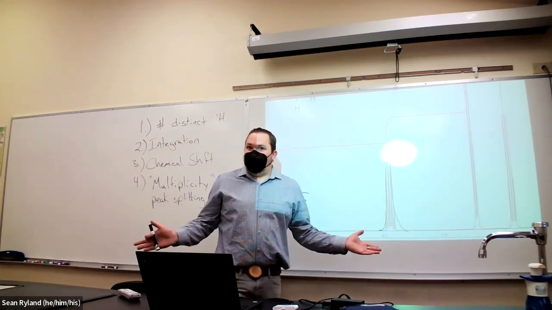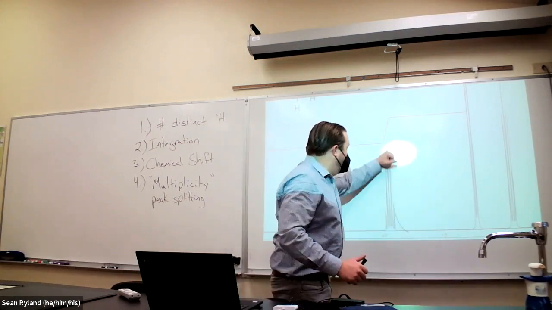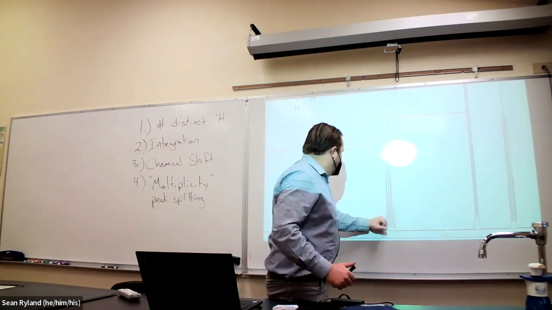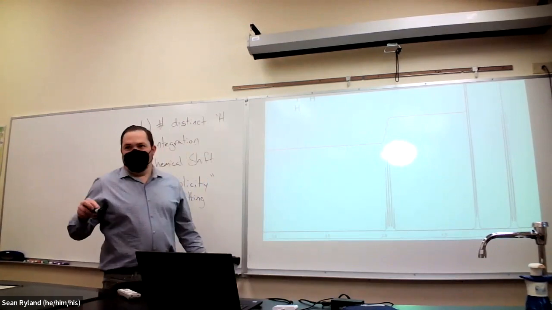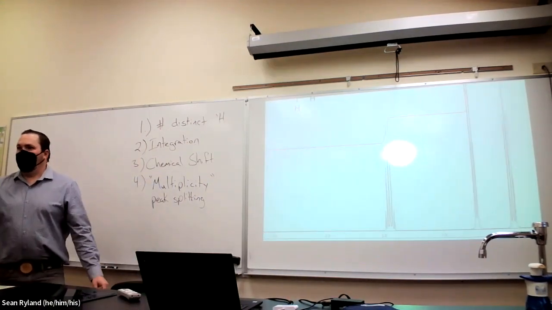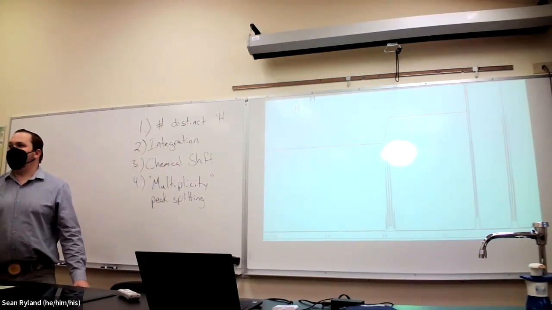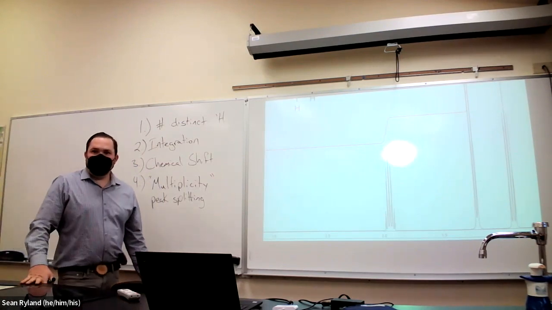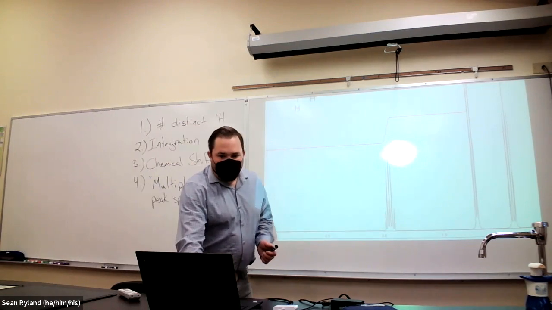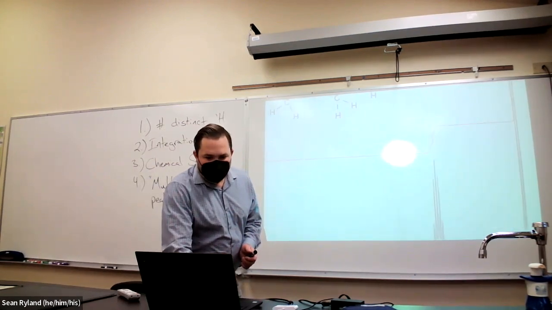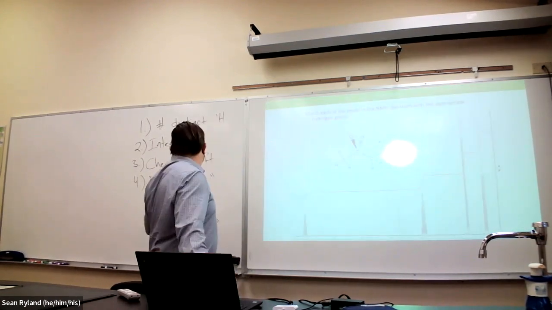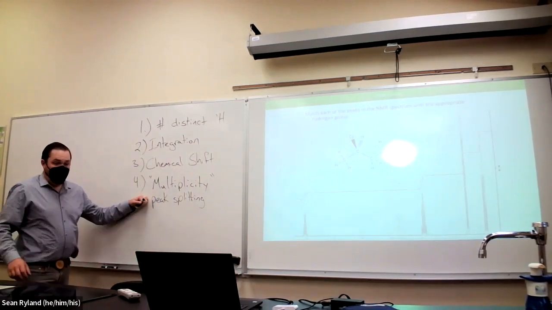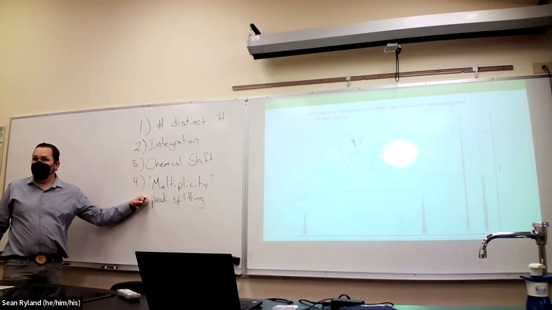And the splitting tells us something as well. The splitting tells us how many hydrogens are attached to the next door carbons, the carbons adjacent to these hydrogens. All right, so that's a lot of information. And this one in particular is kind of tricky to wrap your head around.